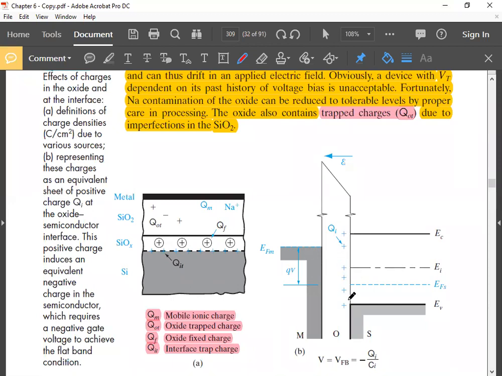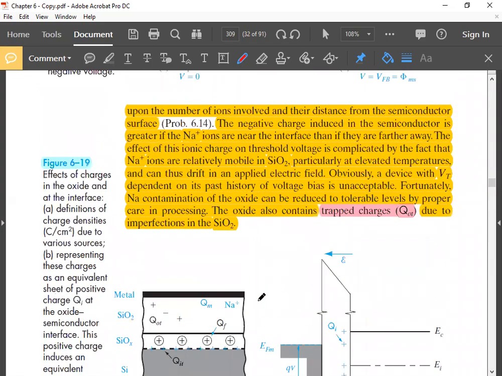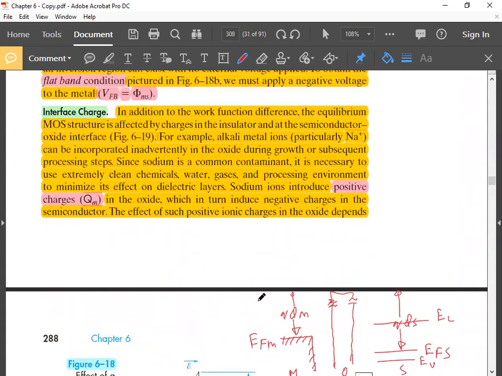Now, when this silicon dioxide is grown on top of the silicon, because of some effects, additional positive charges will accumulate here. Actually, there are four types of charges which can be created here, which are shown here. Qm is the mobile ionic charge. Qot is the oxide trap charge. Qf is the oxide fixed charge, and Qit is the interface trap charge.